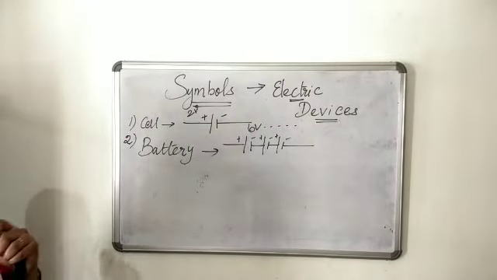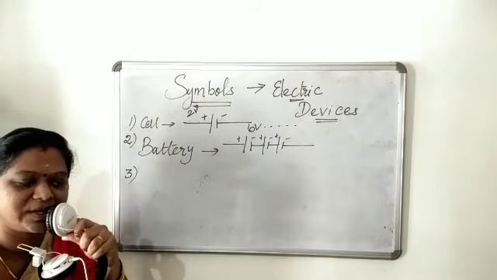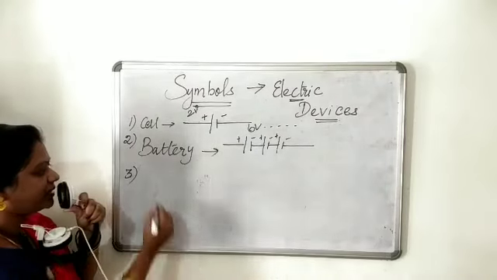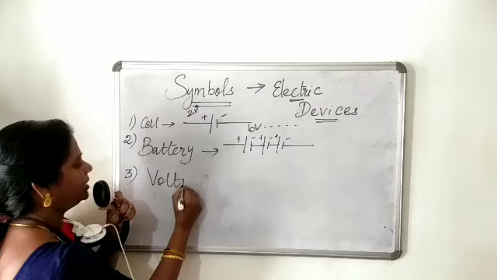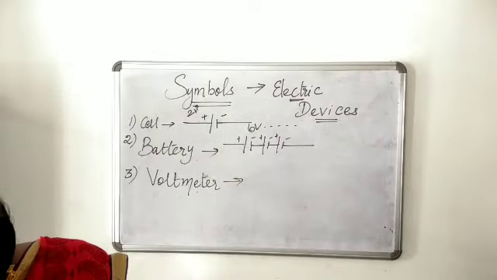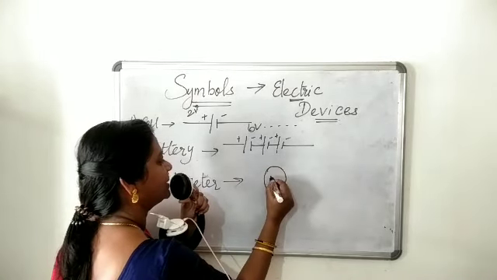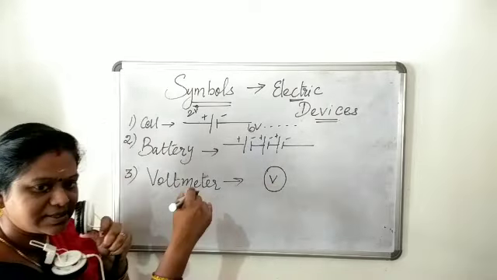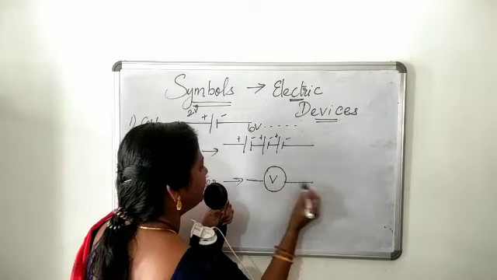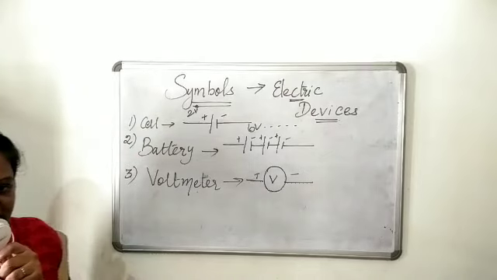The next thing: once you have connected the battery, you have to check where the flow of voltage is. For that we have to use a voltmeter. That we call the voltmeter. So the voltmeter symbol is like this: put a circle, write a V inside, and give a connection. Maybe one side is positive and one side is negative. This is called the voltmeter.